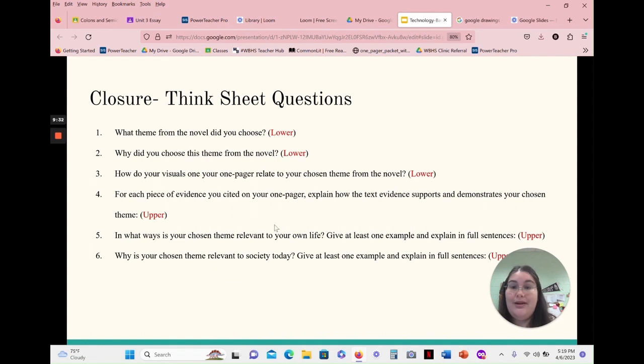Finally, there are some think sheet questions for them to put their learning into writing. And that's how this lesson would end.